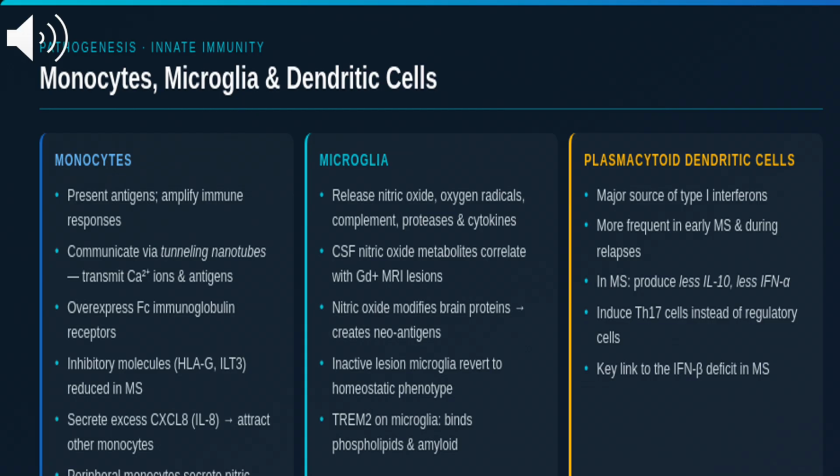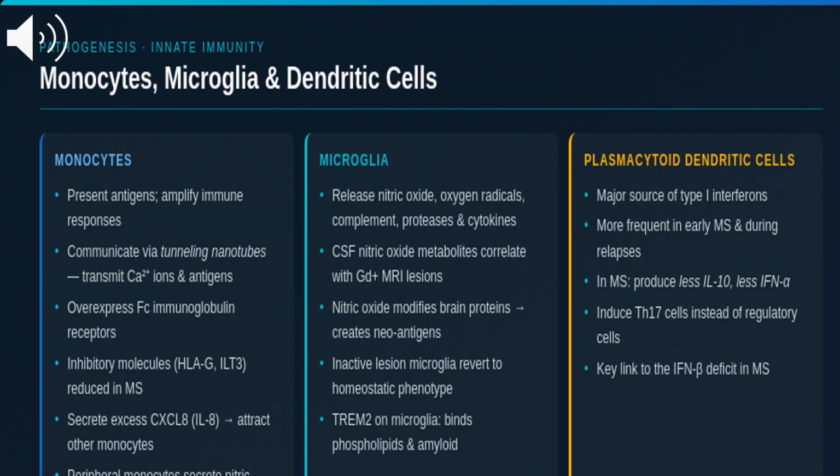Inhibitory molecules on monocytes, HLA-G and ILT3, are reduced in MS but are upregulated by IFN-beta and by vitamin D and IL-10. Peripherally, monocytes secrete excessive nitric oxide, which is neurotoxic and damages oligodendroglia, but also notably eliminates activated pathogenic T cells. This is one of several examples in MS where the same molecule is simultaneously protective and destructive.